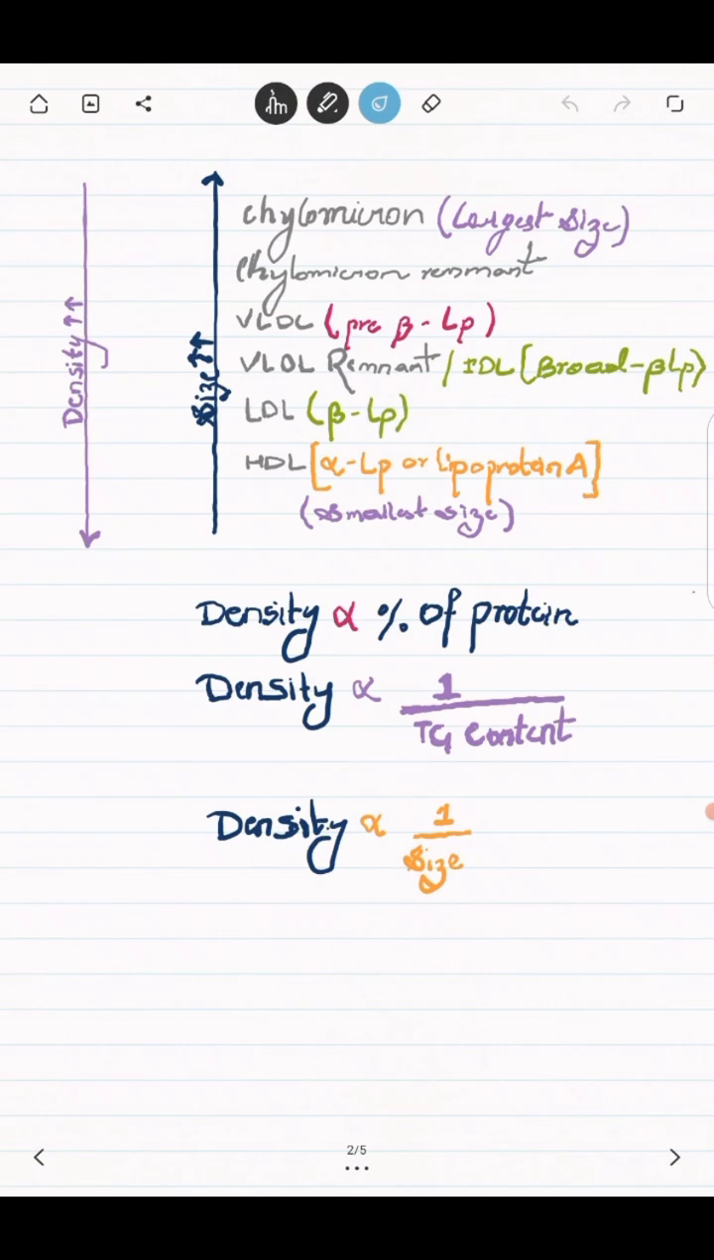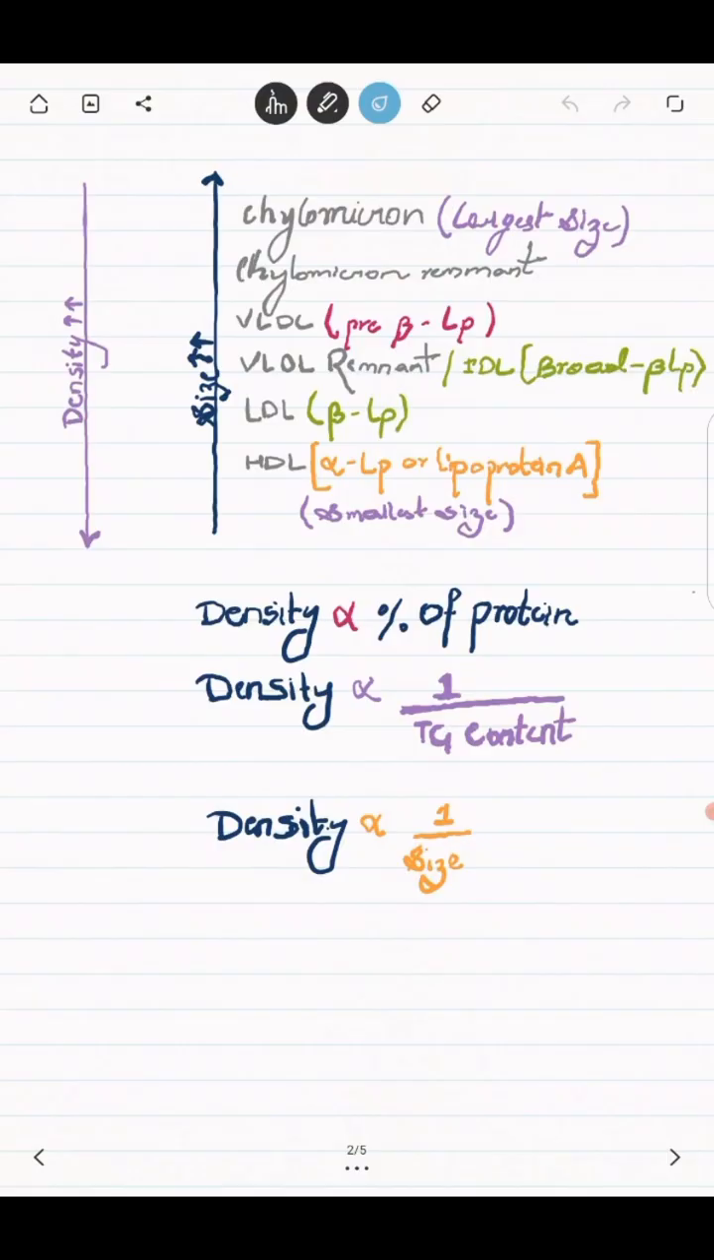Also, as the density increases, the size will decrease. Chylomicron will be of larger size and the SDL will be of the smallest size. So density is inversely proportional to the size. And density is also inversely proportional to the triglyceride content. I told you, the more the density, the less the fat content. So density is inversely proportional to triglyceride content also.